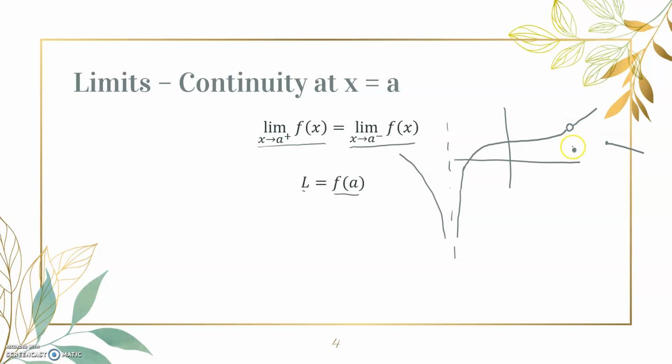So for example, at this hole, the limit from the positive direction and from the negative direction are both the same, but the value of the function is something different. So I'm not continuous at that point. At the jump discontinuity, the limit from this direction and the limit from this direction don't match. So I don't have continuity at that jump discontinuity. And also here, these two limits are both negative infinity, but they don't approach a number. There is no value of the function at that point. So in order to prove continuity, you look at the limits from both directions and you look at the value of the function and make sure they're equal.